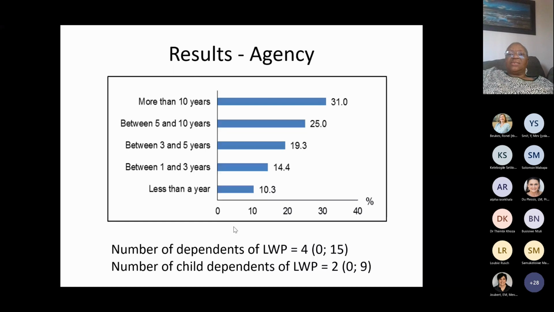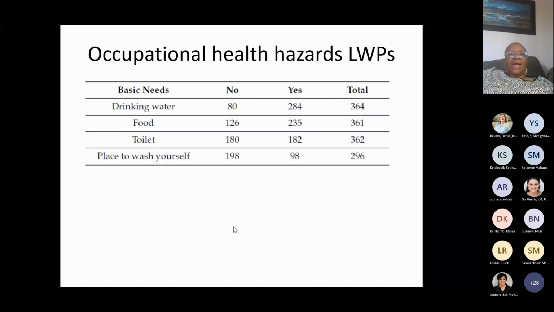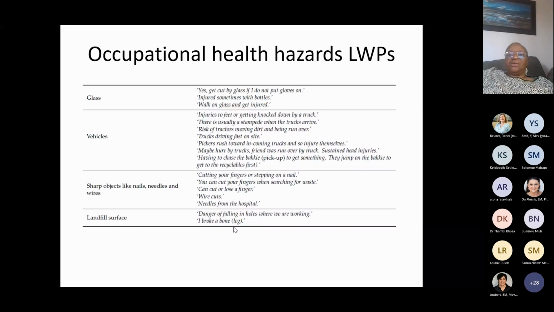The next slide, the hazards. The next slide will show us the hazards: absence of basic water and sanitation facilities on the landfill. They also reported injuries that can be caused by sharp objects that are dumped on the side.